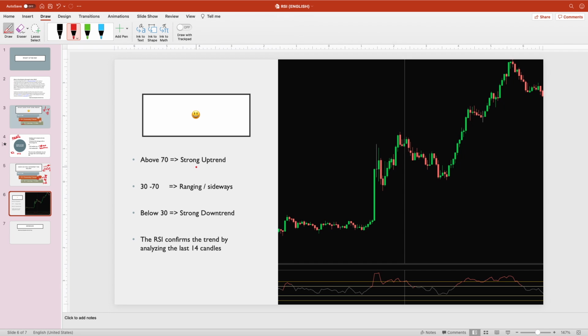The way I decide to interpret this value is that if you have an RSI that is above 70, that indicates that for the past 14 candles you are in a strong uptrend. The same way, if you are between 30 and 70, most likely you are moving sideways, so you are ranging. And if you are below 30, you are in a strong downtrend.